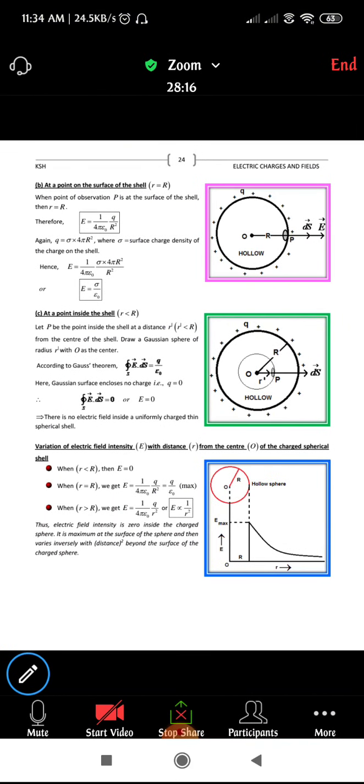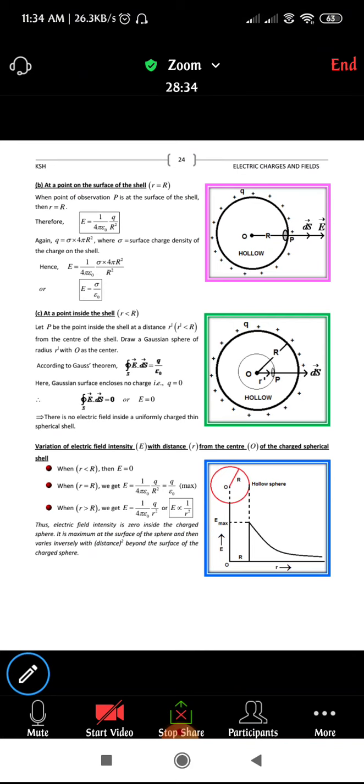Okay. So coming to that last topic, that is the variation of electric field intensity with the distance r from the center O of the charged spherical shell. Okay, so see here, this thing I'm going to explain. This is extra information what I'm saying.